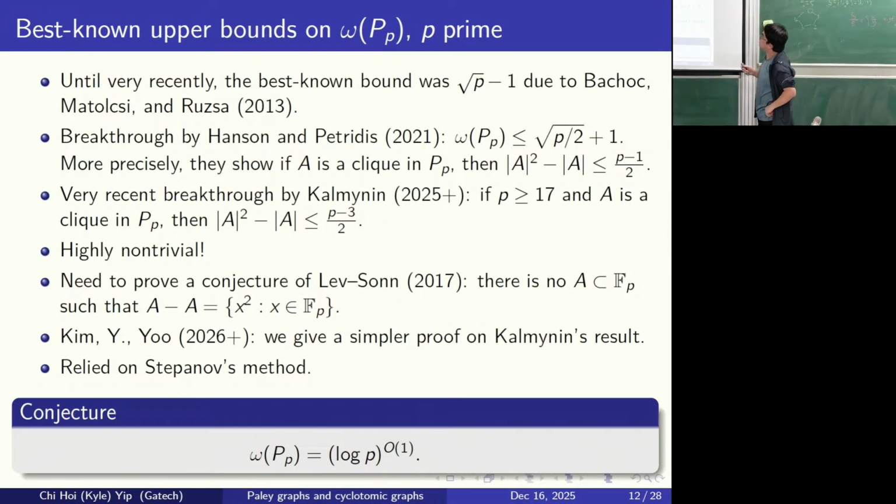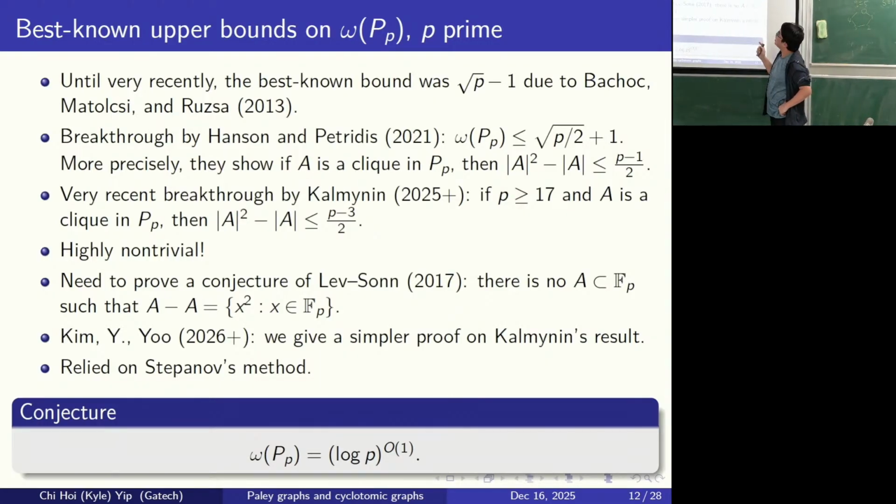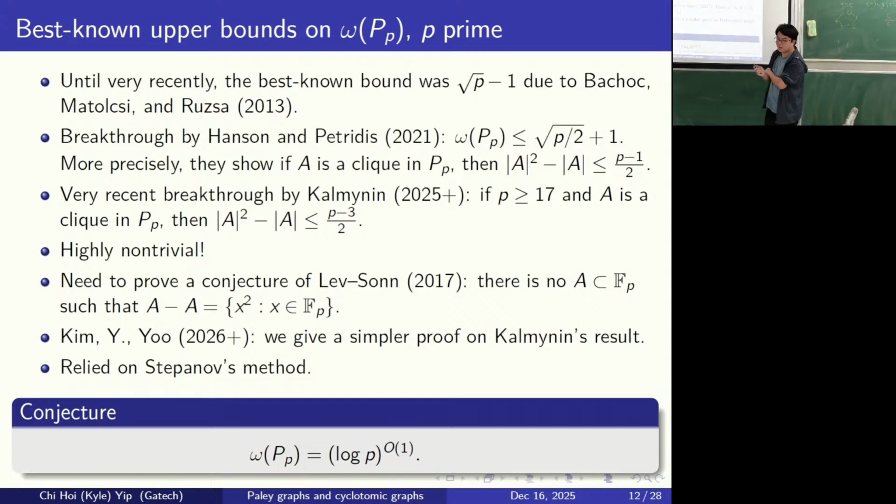We mentioned the square root of p upper bound. Here p is a prime. The square root of p upper bound was discovered in the 60s, I believe. And then there was no improvement for 50 years. The first improvement was made by Hanson, Petridis, and others in 2013, where they just improved the bound by 1.